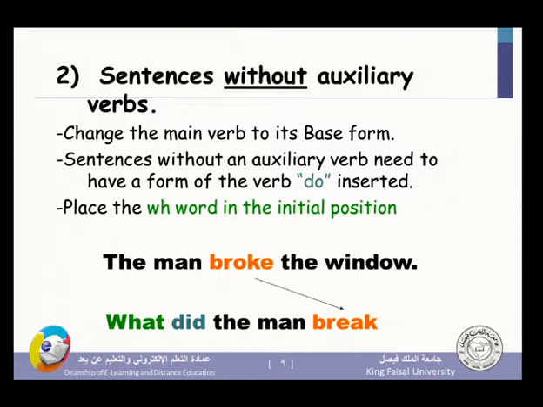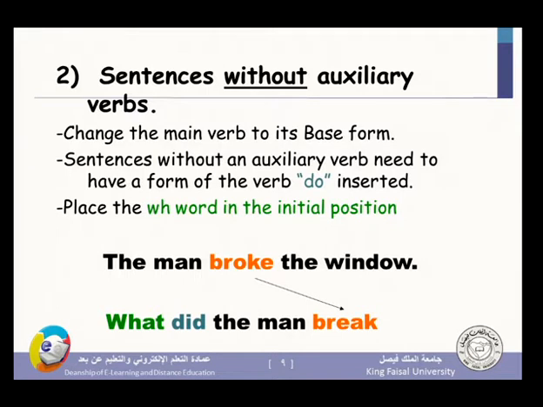And then I look at the WH word, which is what? Did the man broke? Sorry, did the man break? I want to ask what the man broke. The man, did the man break? What did the man break? The rule: omit the what. Did the man break? I want to ask what? I just add what. What did the man break? Okay?